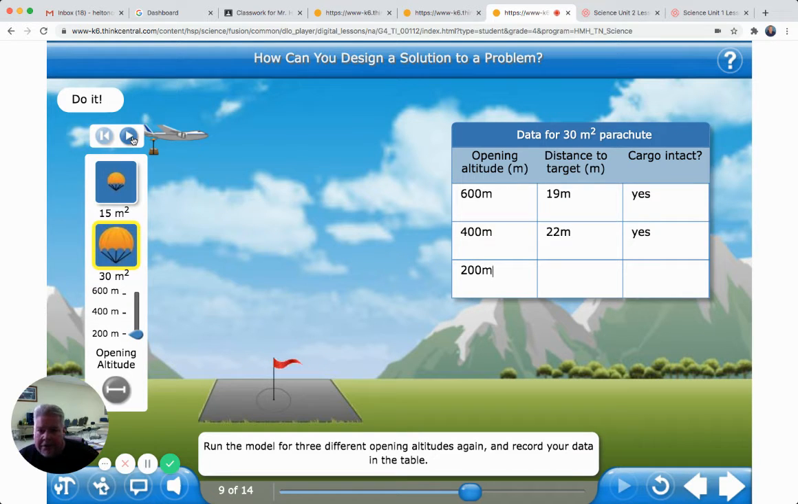And here we go. Open parachute, open parachute. Oh, that's bad. It's busted. So no, it's not intact. And it's definitely far away. Let's see how far away it is. Like 35, 34 meters. Okay, so I don't think we probably should use the big parachute because it has to be within 10 meters, doesn't it? So that one didn't work.